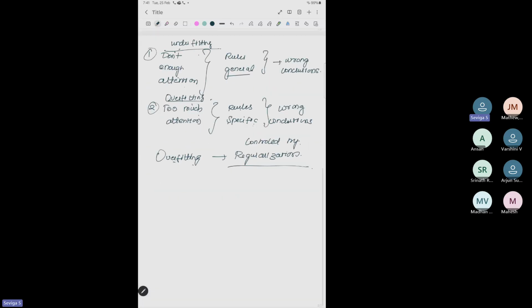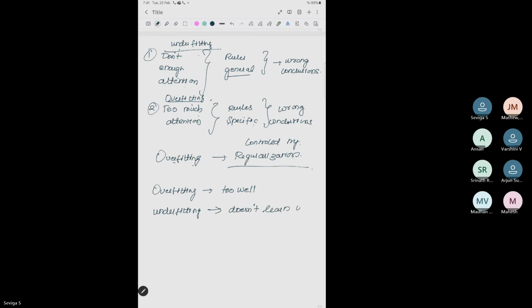So what is overfitting? Overfitting is when our model learns too well and does not generalize to new data. Underfitting is when our model does not learn well. And both of them perform poorly on new data. This is the definition of underfitting and overfitting.